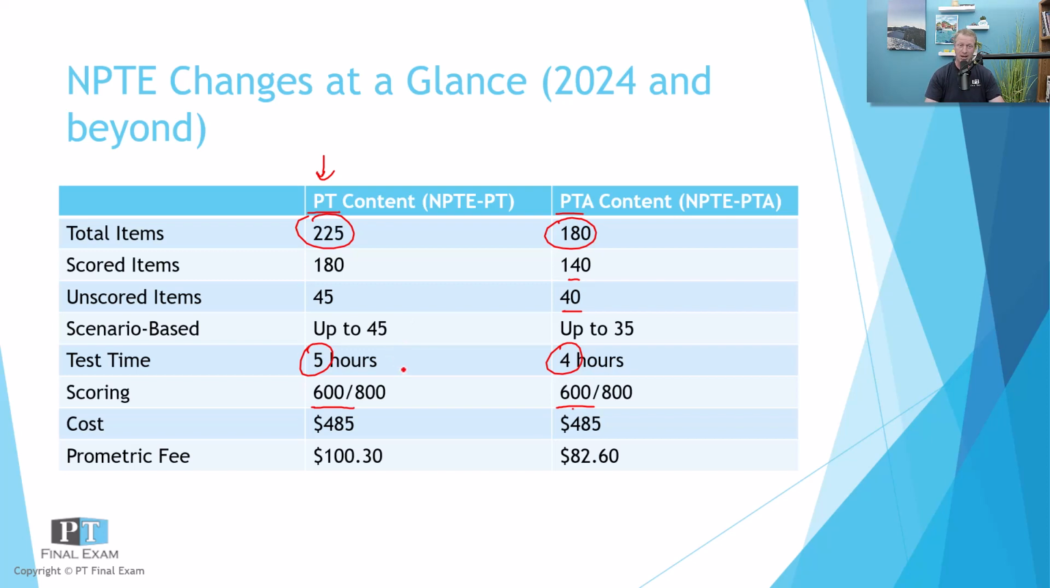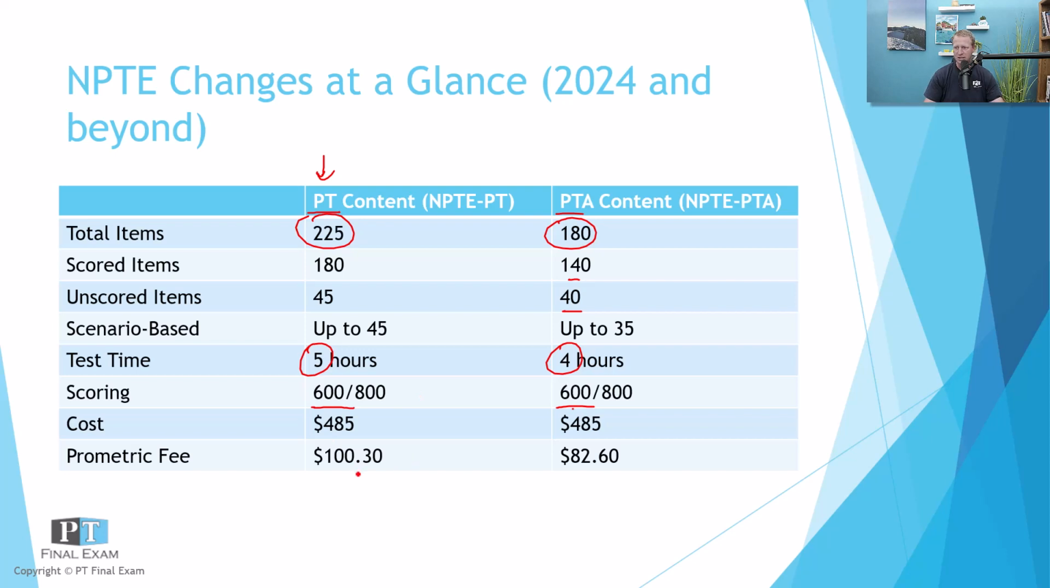The cost is actually equivalent for PTs and PTAs. This is interesting. So $485 total, and those fees are subject to change. So if you're watching this, maybe in the future, for 2024, it'll be $485, but as time goes on, it only ever goes up. So just watch out for that.